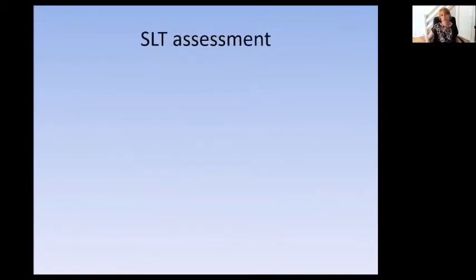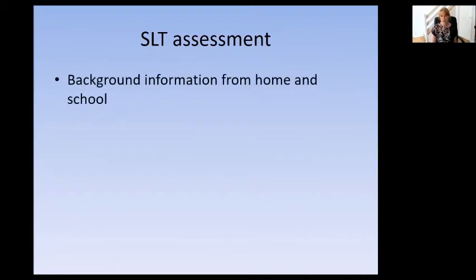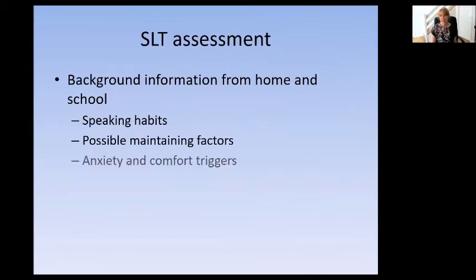So what is the role of the speech and language therapist? Our initial role is to assess where the child is at. So we will gather background information from the home and the school about the child's speaking habits, about any possible maintaining factors, so other behaviours that people around them are doing, anything that particularly triggers their anxiety, or any situations they feel particularly comfortable in.